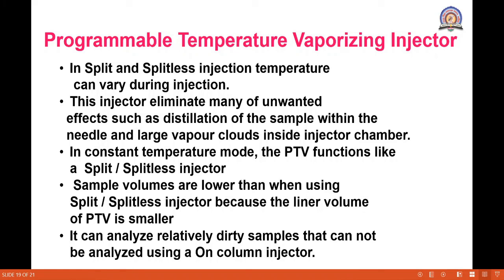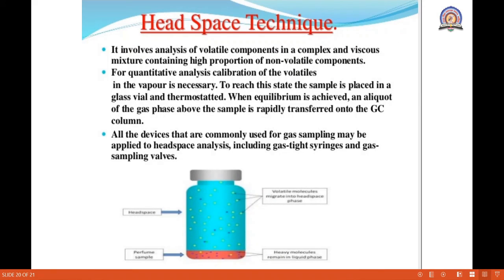In constant temperature mode, this PTV functions like a split and splitless injector. Sample volumes are lower than when using split and splitless injectors because the liner volume of PTV is smaller, right? The liner volume of that PTV is smaller. That's why the sample volumes are lower than the split and splitless injection. It can analyze relatively dirty samples that cannot be analyzed using an on column injector. Means the main advantage of this PTV is it analyzes dirty samples. Okay. Then the last is the headspace technique.